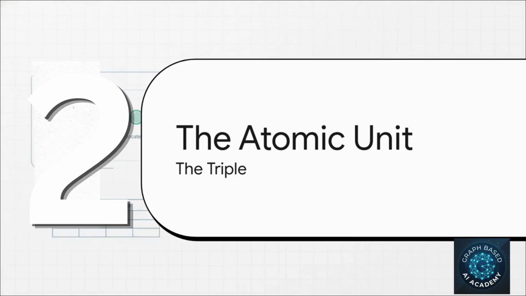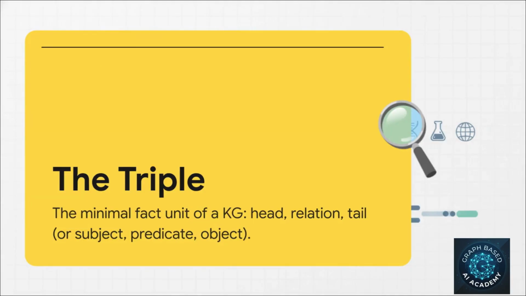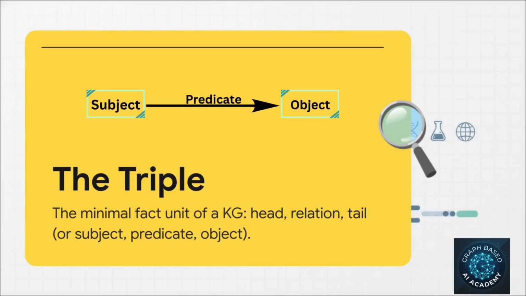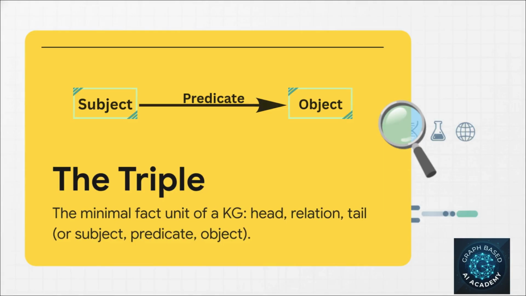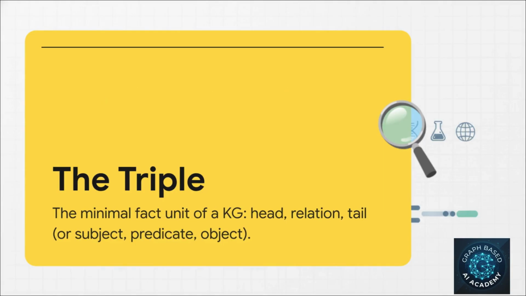Moving on to part two, let's look at the atomic unit, the triple. So most of the literature agrees that the most basic, foundational piece of a knowledge graph is called a triple. It's structured super simply: a head, a relation, and a tail. Or if you're a grammar fan, think subject, predicate, object. For example, Bill Gates, founder of Microsoft.